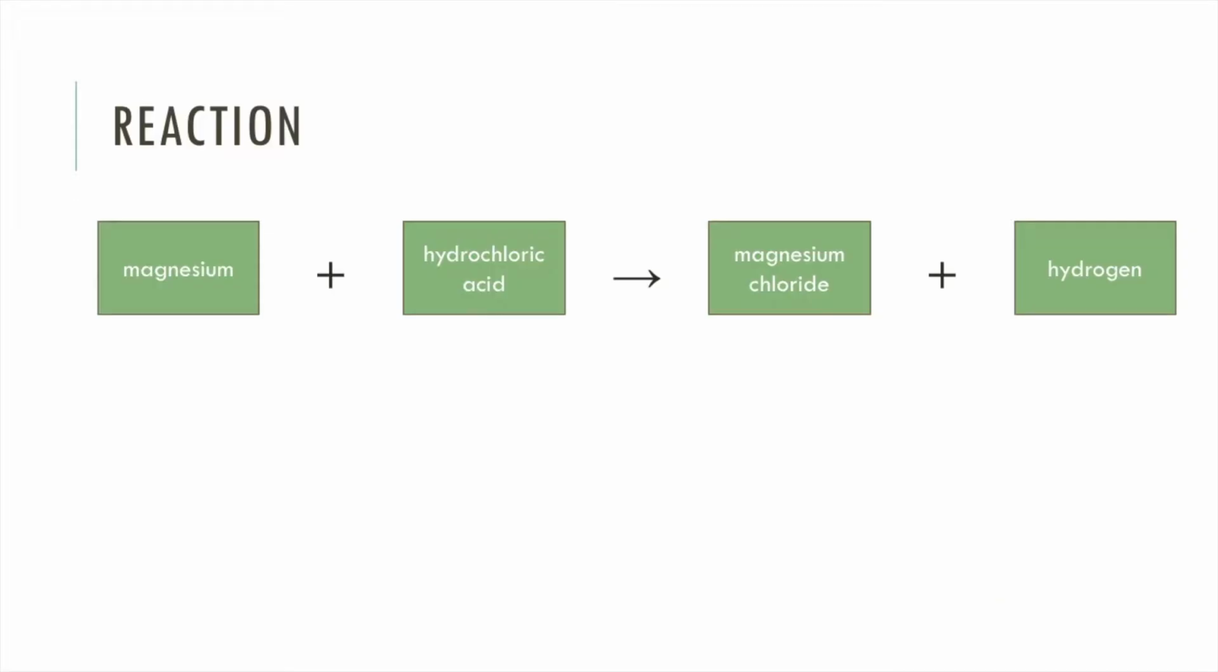The reaction in this practical is between magnesium and hydrochloric acid. This produces magnesium chloride and hydrogen gas. We're going to do this reaction first of all with 0.8 molar hydrochloric acid, and we'll measure the volume of hydrogen produced every 10 seconds. We'll then repeat this reaction, but this time with a more concentrated acid at 1.6 moles per decimeter cubed, and again we'll measure the volume of hydrogen that's produced every 10 seconds.